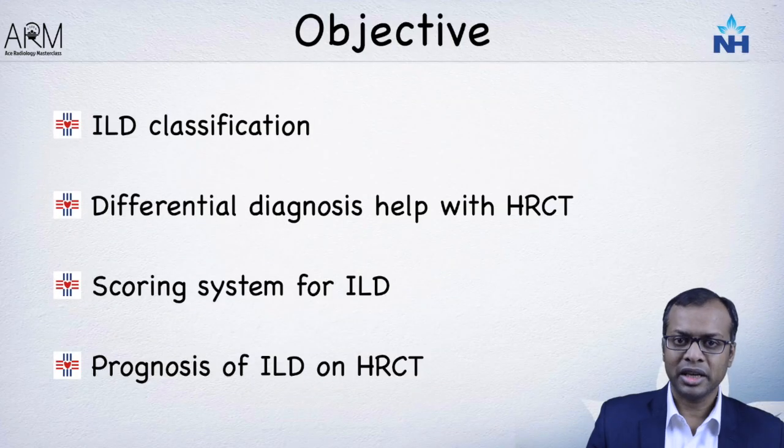What I will be covering today is classification of interstitial lung disease with specific focus on HRCT. I will also be covering specific tips and tricks which will help you in differentiating one ILD from the other and making your diagnosis more accurate every time you look at a HRCT scan. Then I will be covering different methods of scoring the severity of interstitial lung disease on HRCT scans. And finally, I will be talking about the prognostic value of a HRCT scan in patients with interstitial lung disease.